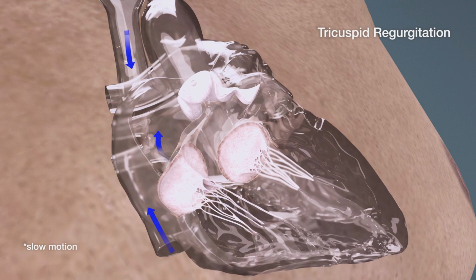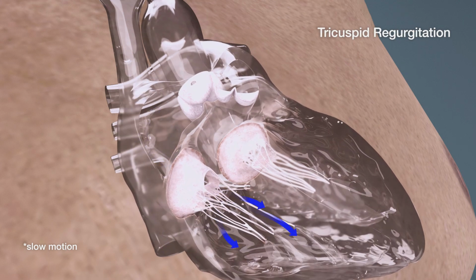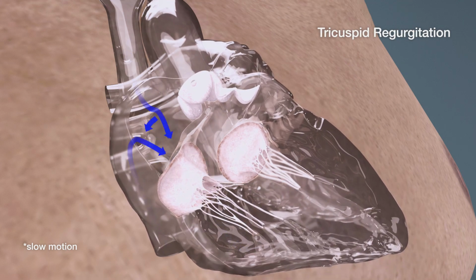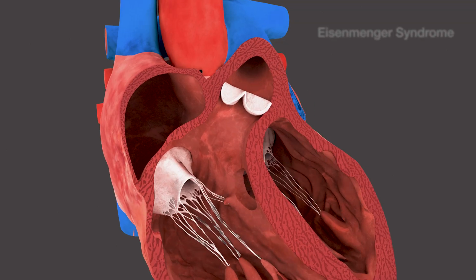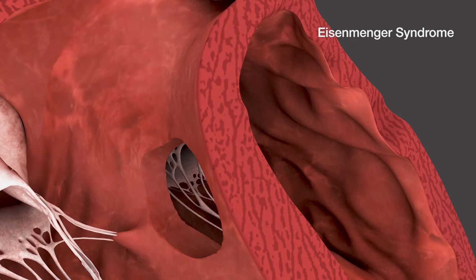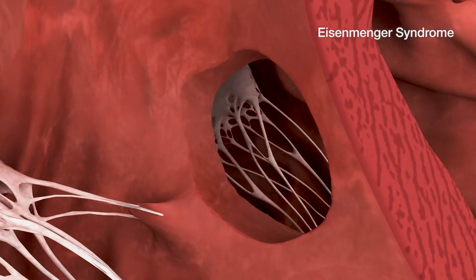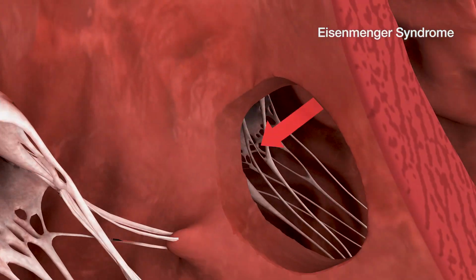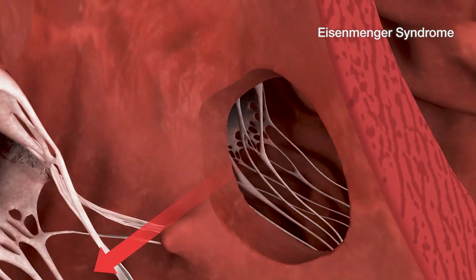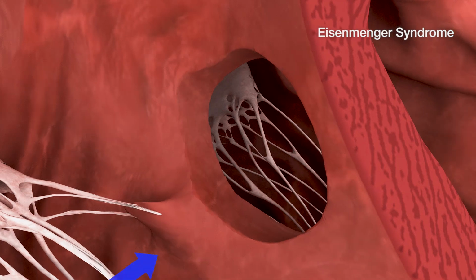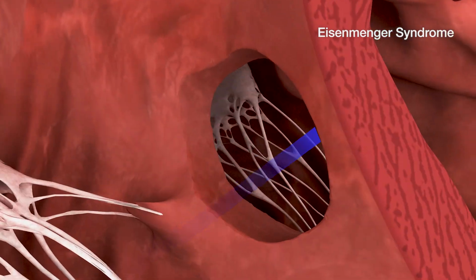Tricuspid regurgitation is often present in patients with congenital heart disease due to pulmonary hypertension. Eisenmenger syndrome occurs when pulmonary pressures become higher than systemic pressures. The shunt direction changes from left to right to right to left, causing cyanosis.